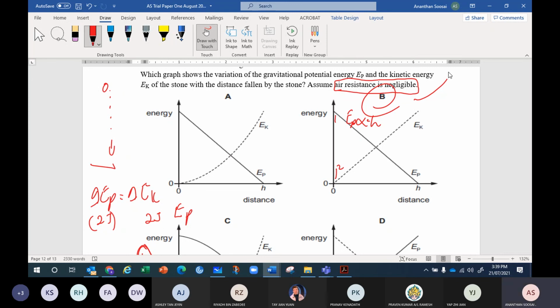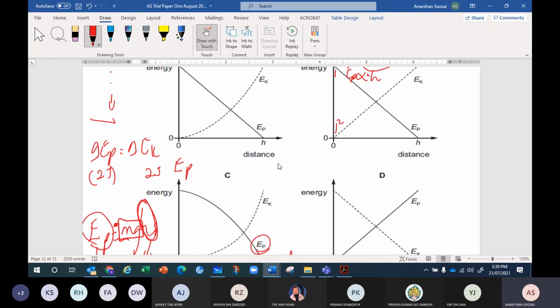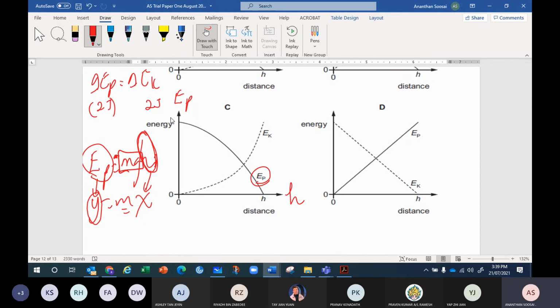Okay. A cannot be because they are not symmetrical. They don't look the same. They have to be the same shape. C is wrong because EP is not a curve. It should be a straight line. D is wrong. At the beginning, at 0 distance, EP should be maximum. Start from the top to bottom.